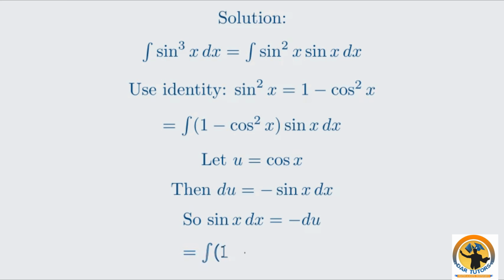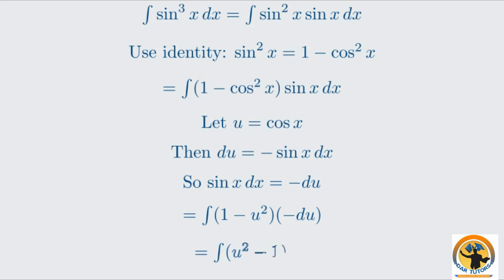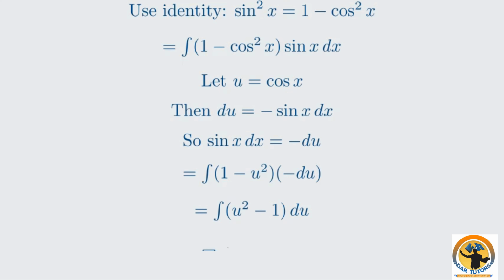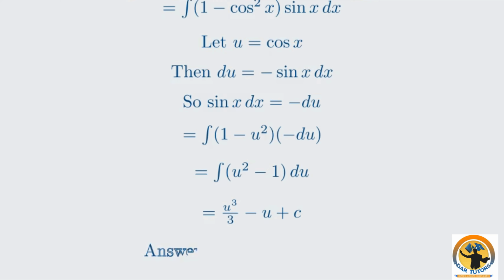Substituting, we get the integral of (1 minus u squared) times negative du. This simplifies to the integral of (u squared minus 1) du. Integrating term by term, we get u cubed over 3 minus u plus c. Substituting back u equals cosine x, our final answer is 1/3 cosine cubed x minus cosine x plus c.